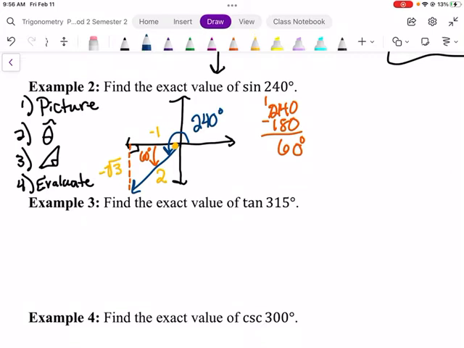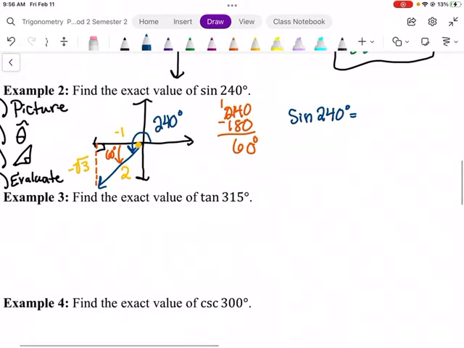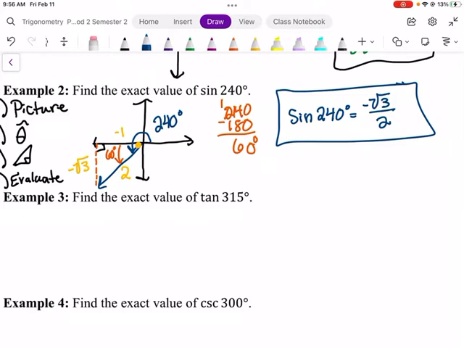So now we're going to find the sine of 240 degrees. So using the reference angle of 60, we would get sine being negative square root of 3 over 2, which is our exact value.